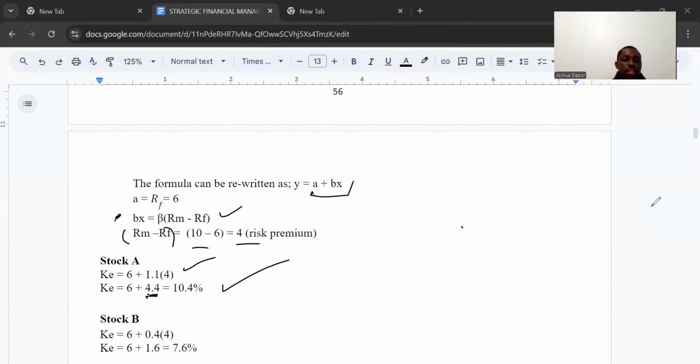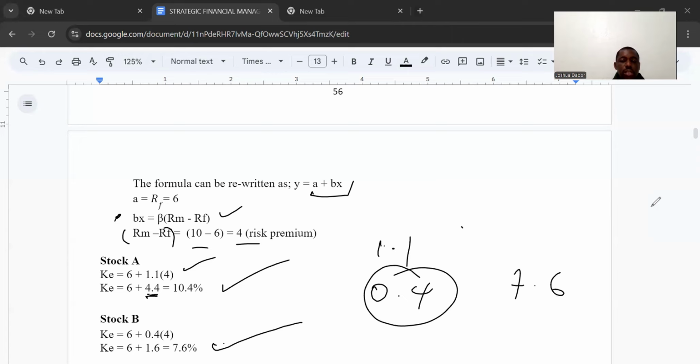See the higher risk here. But for security B, it's 7.6. So what is the difference? The difference is the beta factor, which for security A is 1.1, and for security B is 0.4. So with a lower risk, the return became 7.6, a lower return, while this was 10.4%.